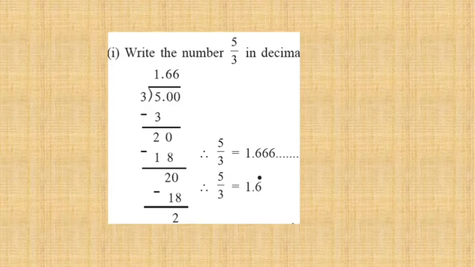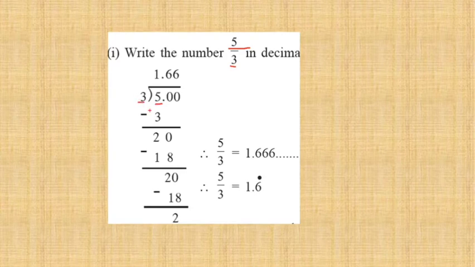What we have to do now? Here, the two numbers are present, 5 and 3. 5 is in the place of a numerator and 3 is in the place of denominator. So as 5 is in the place of numerator, we have taken it here in the form of a dividend and 3 as a form of divisor.